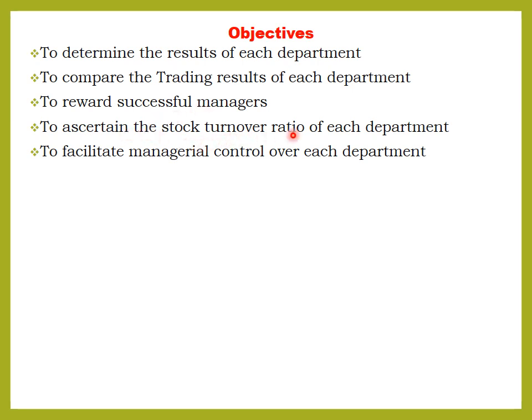To ascertain the stock turnover ratio of each department, that is the sales performance of each department. To facilitate managerial control over each department. As you see, the British ruled our country based on the divide and rule policy for more than 200 years. So in departmental accounts, we go by that formula, we divide and rule. So to have better managerial efficiency, we go for departmental accounts.